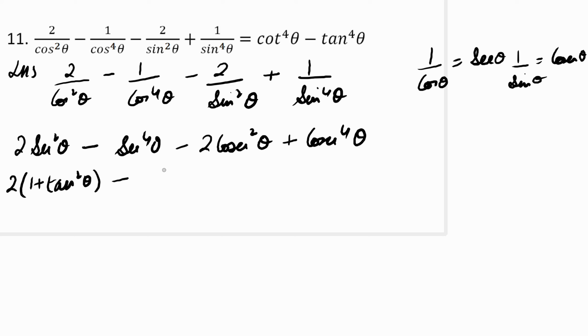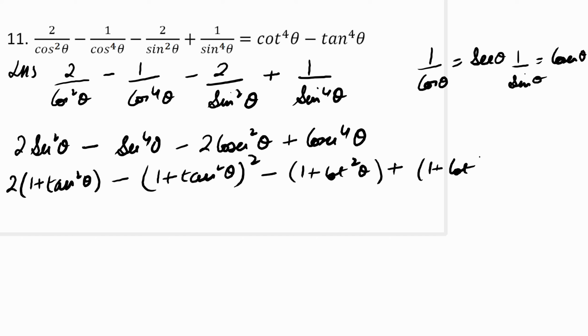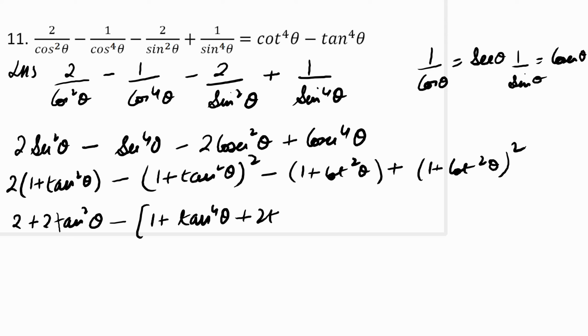And this I will write as 1 plus tan square theta is sec square theta, but this is 4, so I will do it multiplied by 2. Same thing I will do, cosec square theta is 1 plus cot square theta, and this one I will write plus 1 plus cot square theta whole square. So this will become 2 plus 2 tan square theta minus, this will become 1 plus tan 4 theta plus 2 tan square theta. This will become plus 1 plus cot square theta.